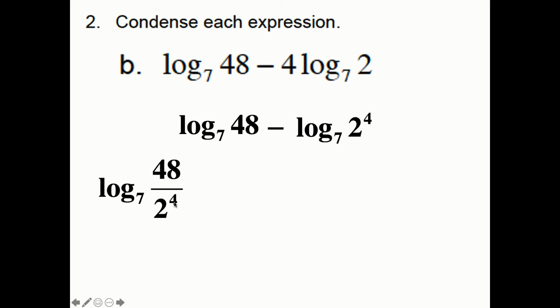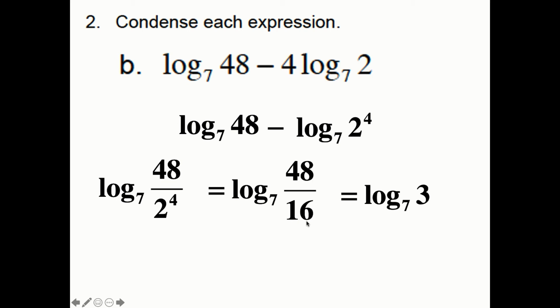Notice 2 to the 4th power is 2 times 2 times 2 times 2. So this is log base 7 of 48 over 16. Well, 48 over 16 can be reduced to 3. So that is our final answer.